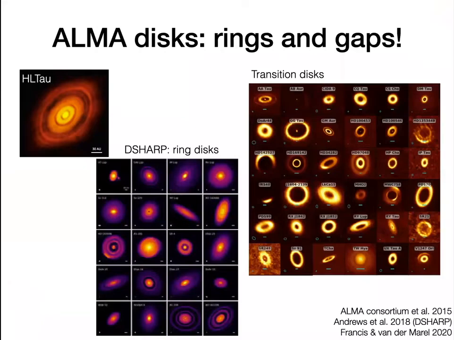So when we think of ALMA and protoplanetary disks, these beautiful images immediately come to mind. The famous HL Tau image, the DSHARP survey, both showing a number of disks with rings and gaps at large scales. And of course also the transition disks with large inner dust cavities. So based on all these beautiful images, it seems like gaps in disks are actually really common. And if we think that gaps are caused by planets, this may cause a bit of a problem.